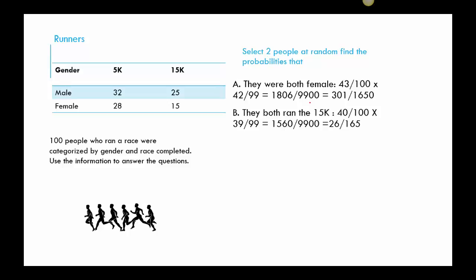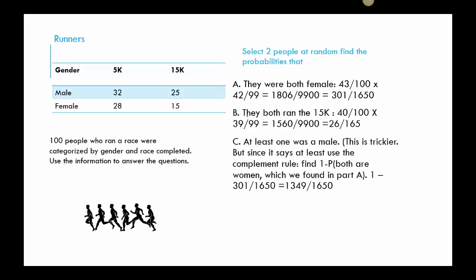Part B, they both ran the 15K. So then I look at 25 and 15 is 40. So I had 40 over 100 to start. Since I picked one, I'm at 39 over 99, which is 1,560 over 9,900, or I could reduce it to 26 over 165.